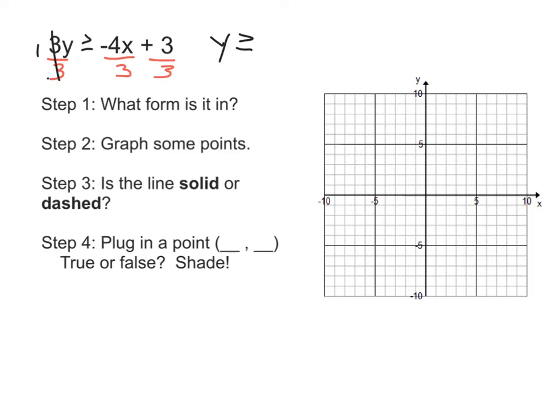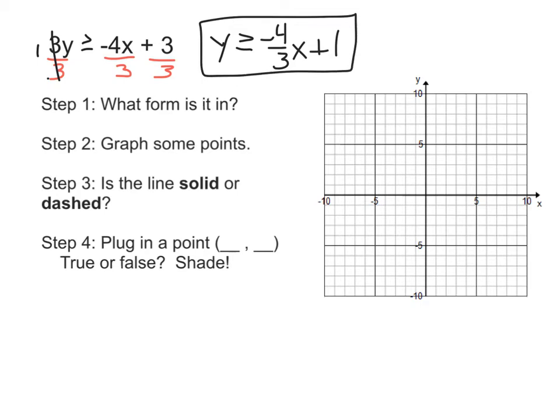And then we're going to rewrite this as negative 4/3 x. And then we've got here 3 over 3, which is 1. So plus 1. Now this is in slope-intercept form. So what form is this in? Slope-intercept. And we know that if it's in slope-intercept form, we want to find the slope and find the intercept, which is the y-intercept, and graph it.